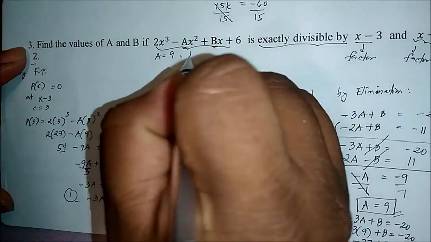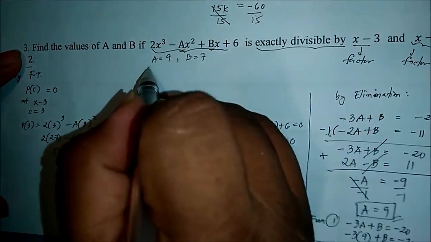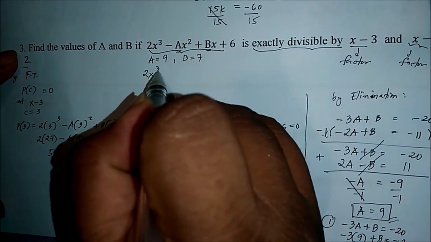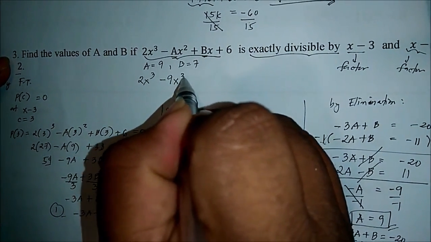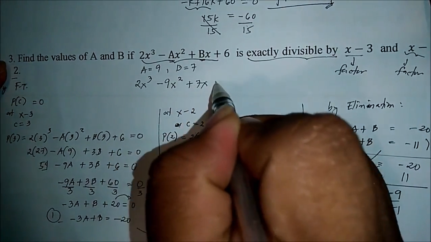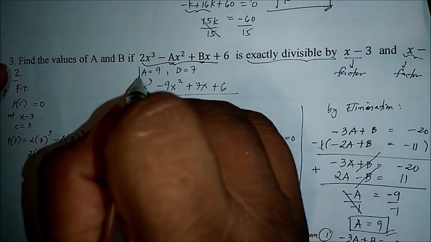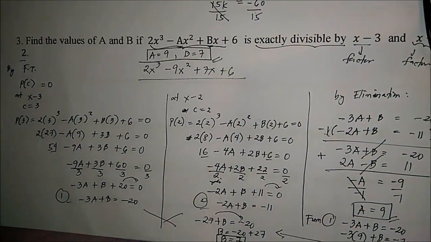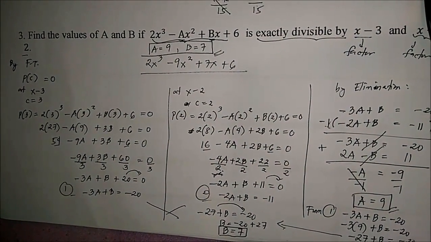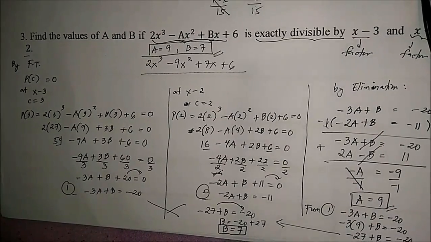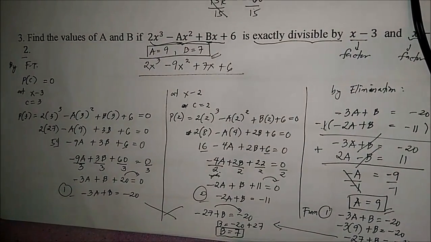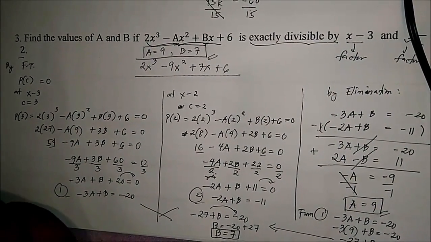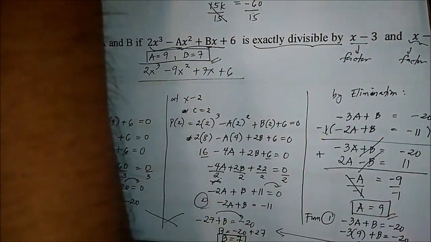If a equals 9 and b equals 7, then the polynomial is 2x cubed minus 9x squared plus 7x plus 6. This is the polynomial, and these are the values of a and b. That is using remainder theorem or factor theorem. Now, what if we are going to use synthetic division? Paano kaya yon? Ganito lang.